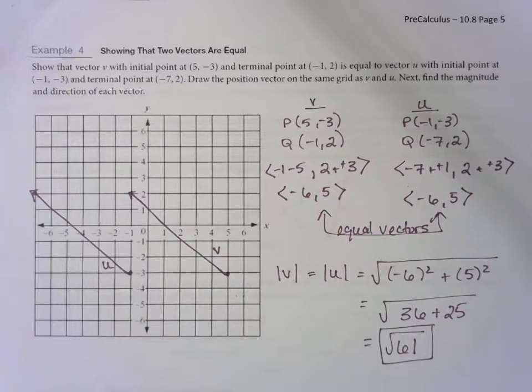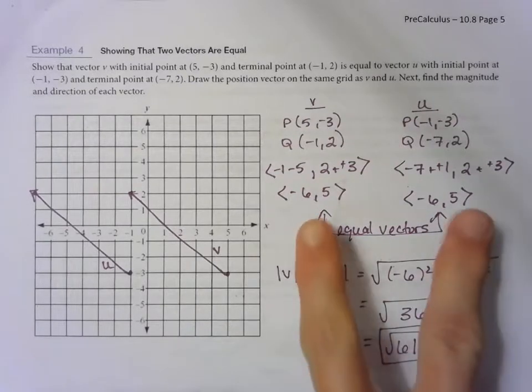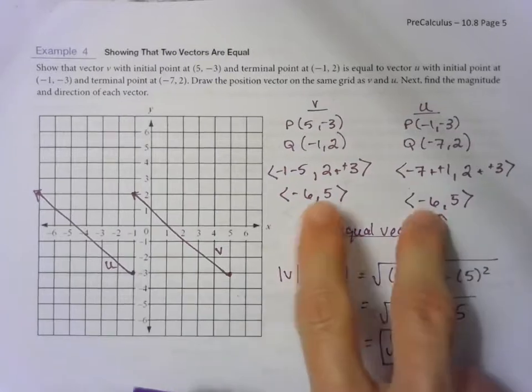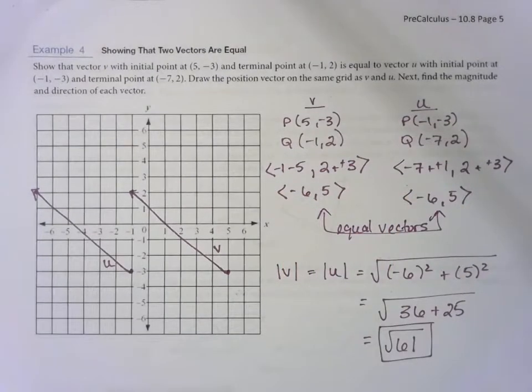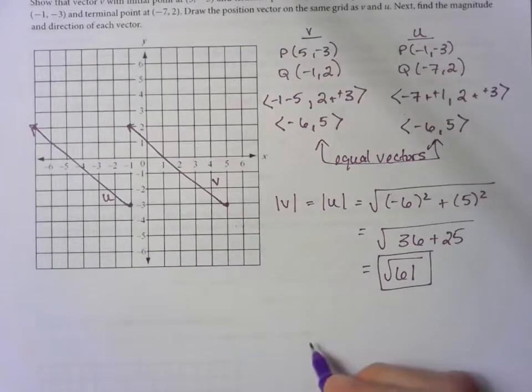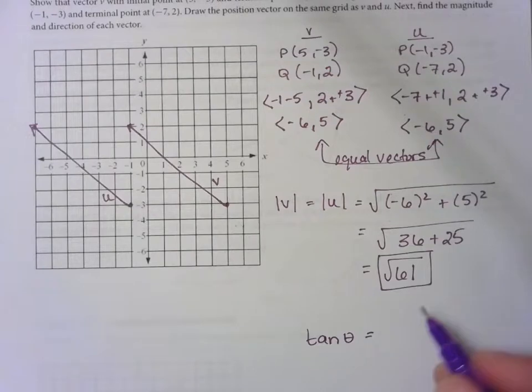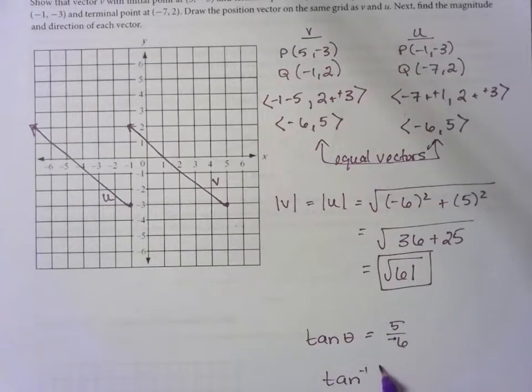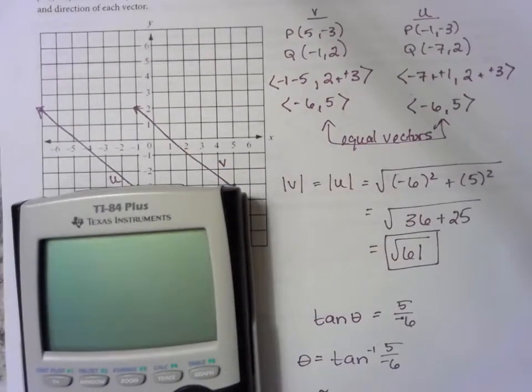How do we find the direction? We're still using this information. They're the same. So if we do u or if we do v, it's going to work out the same way. So remember, tangent theta is equal to b over a, so 5 over -6. So we have inverse tan of 5 over -6 is what our theta is equal to. Let's see what we get.